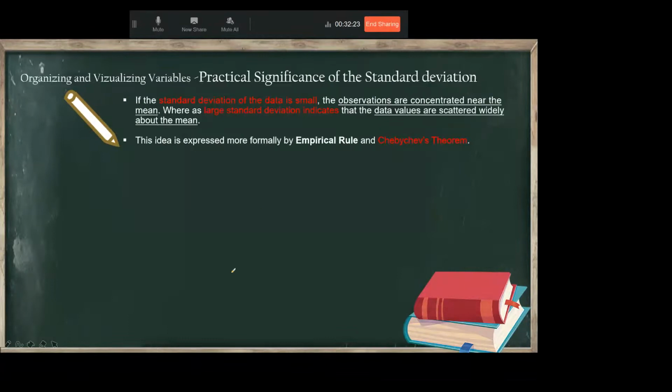Now let's see the practical significance of standard deviation. If the standard deviation of the data is small, the observations are centered near the mean. We already learned that.